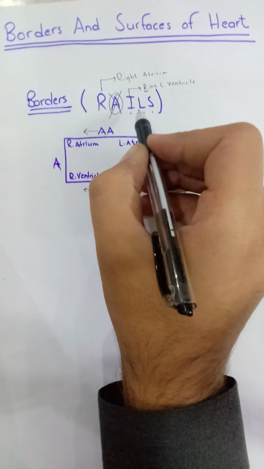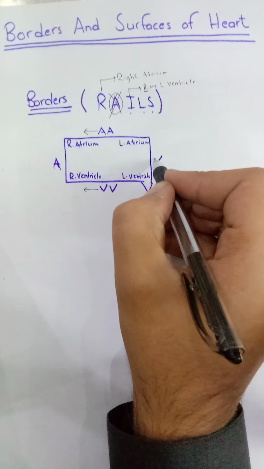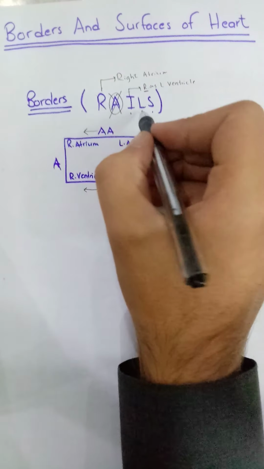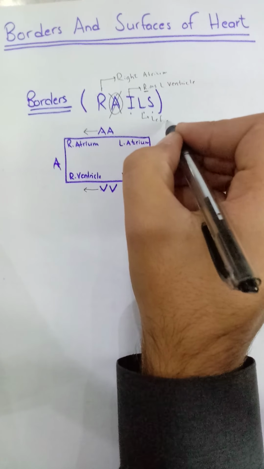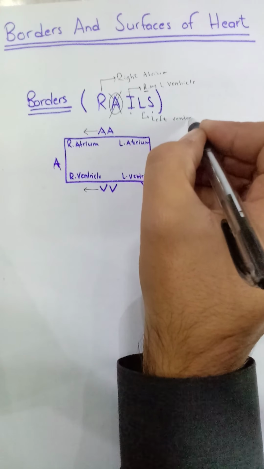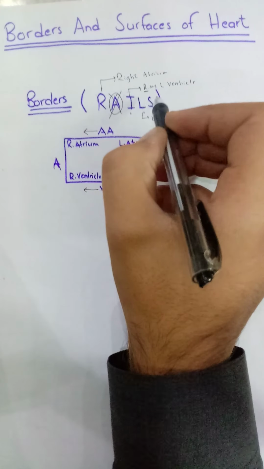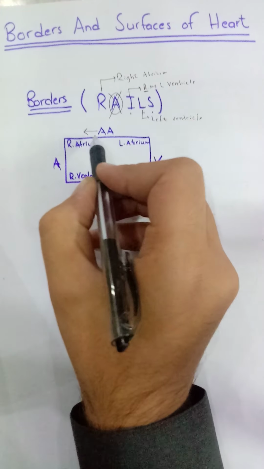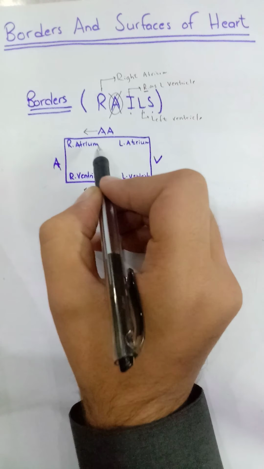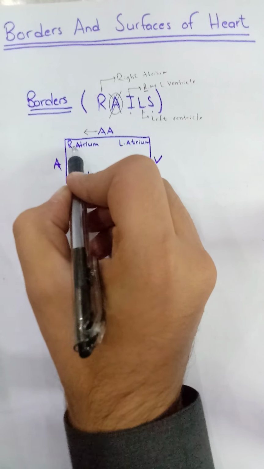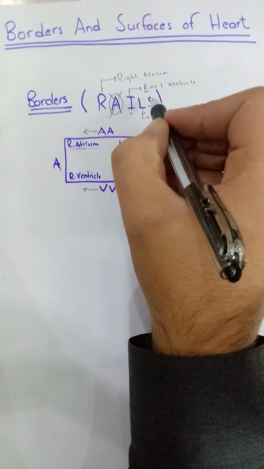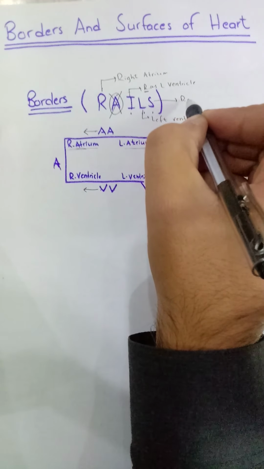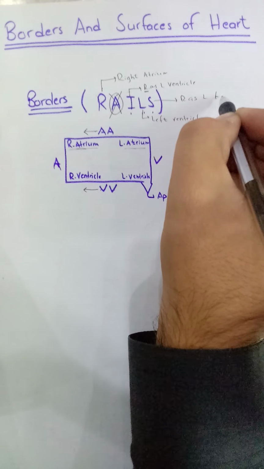Now the left border will be made up of the left ventricle, as V is on the left side. And this is S, meaning superior. Superior is made up of the right atrium and left atrium, and the arrow is on this side, meaning mainly by the right atrium and slightly by the left atrium.